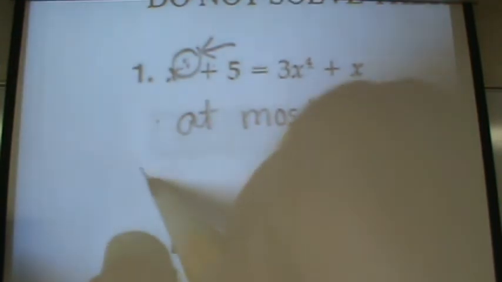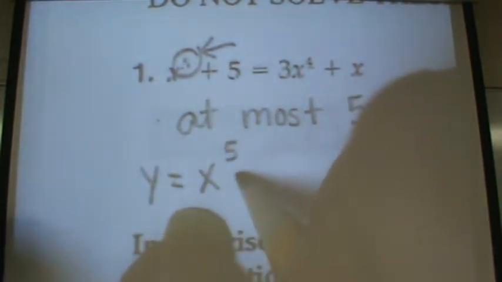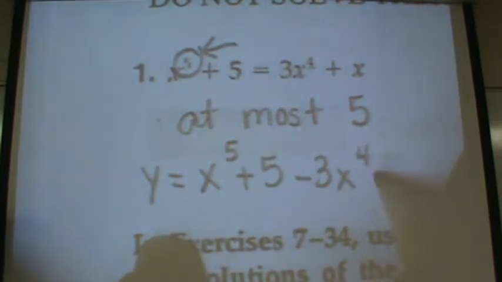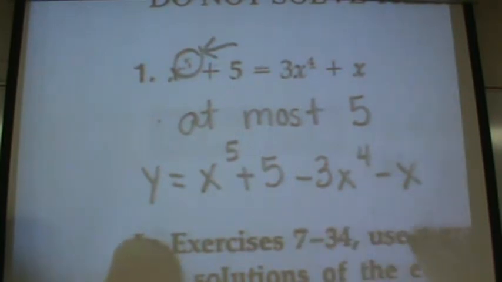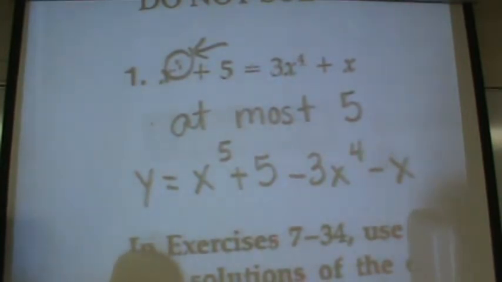I would type this in like this: x to the 5th plus 5 minus 3x to the 4th minus x. I would type that in and tell me how many times you see the graph hit the x-axis. I'm going to type this on the old calculator.